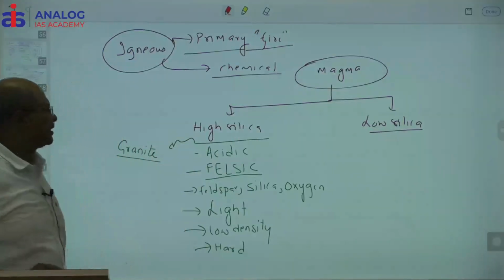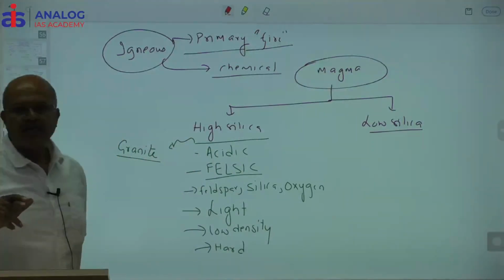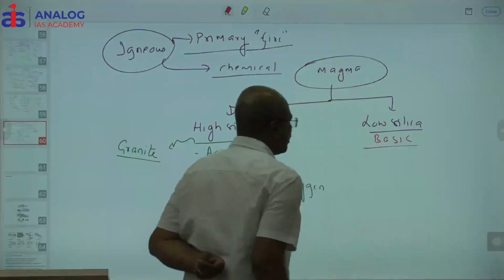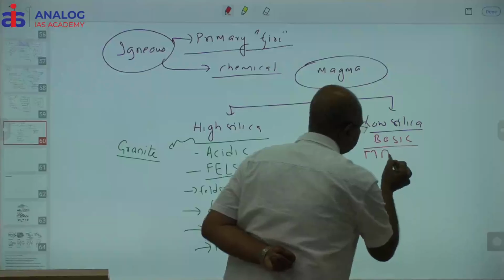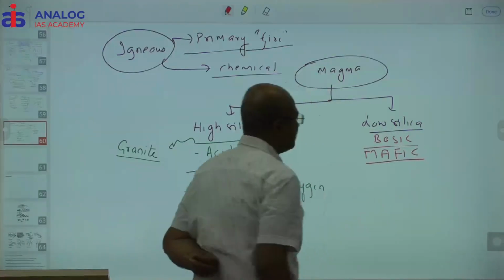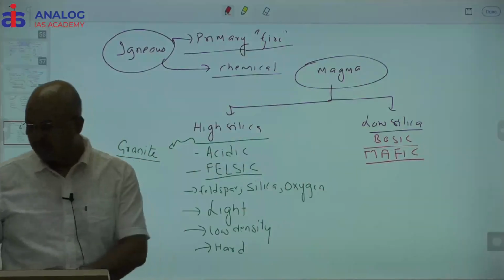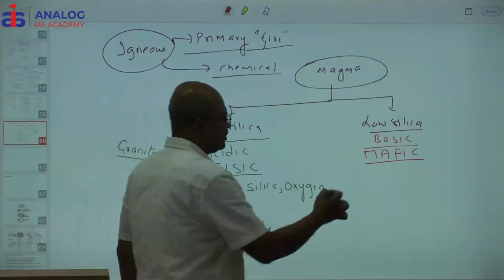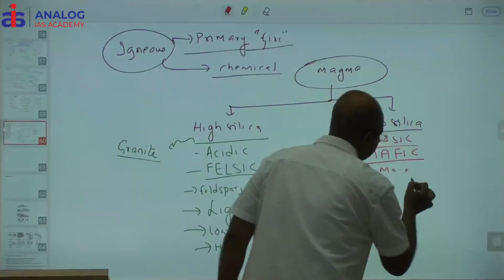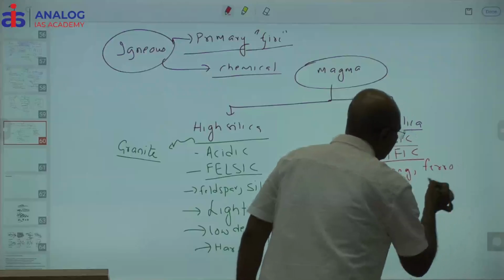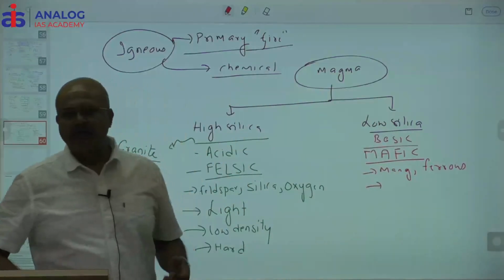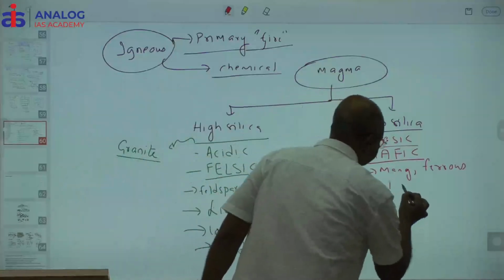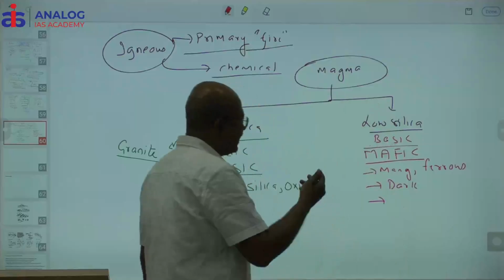Now, if any rock is having low silica, then it is called a basic rock. Such rocks are referred to as mafic rocks. The moment you say mafic, it means that it is rich in manganese and iron, that is, ferrous. Because of the presence of ferrous and manganese, it will be dark color, black color.